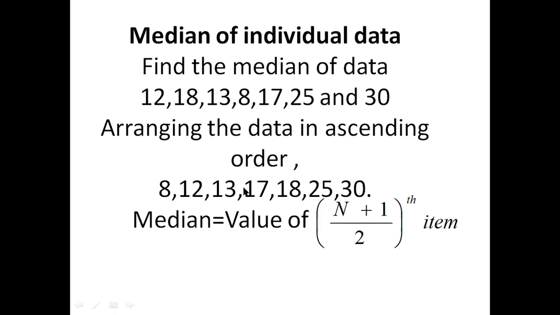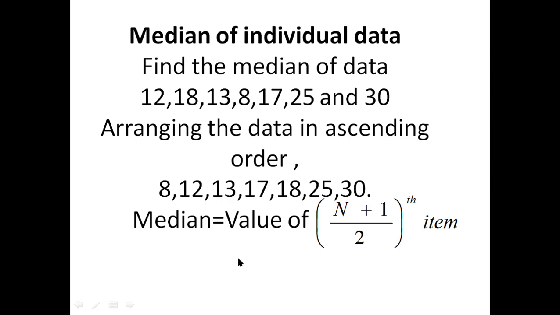So just by inspecting, 8, 12, 13, three data are on the left side, and 18, 25, 30 are on the right side. So there in the middle is 17. Just by observing the data, you can identify what the median is. But the rule for finding median is given as the value of (n plus 1) by 2 th item.